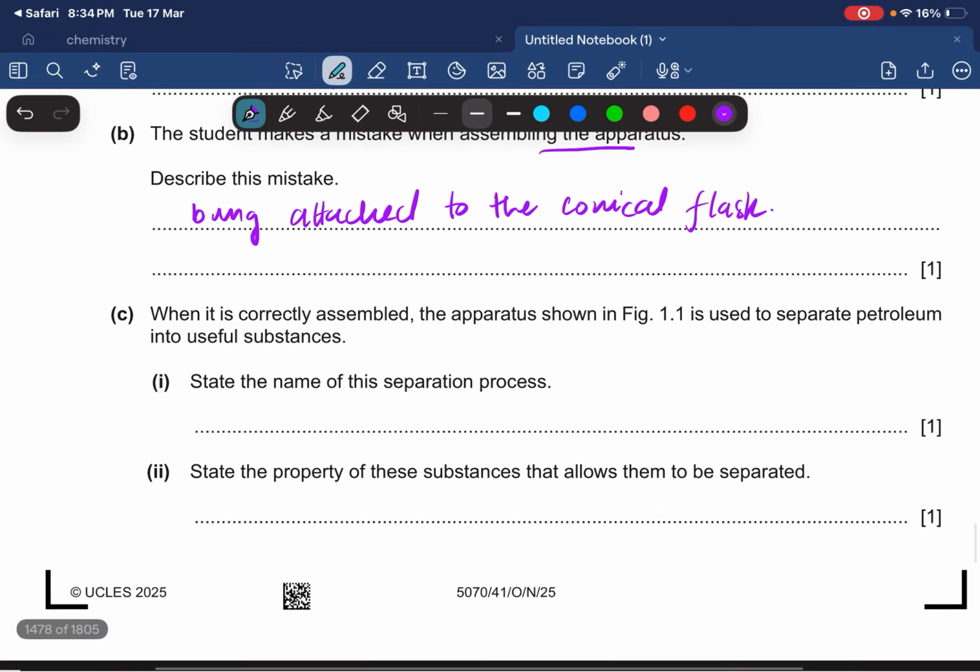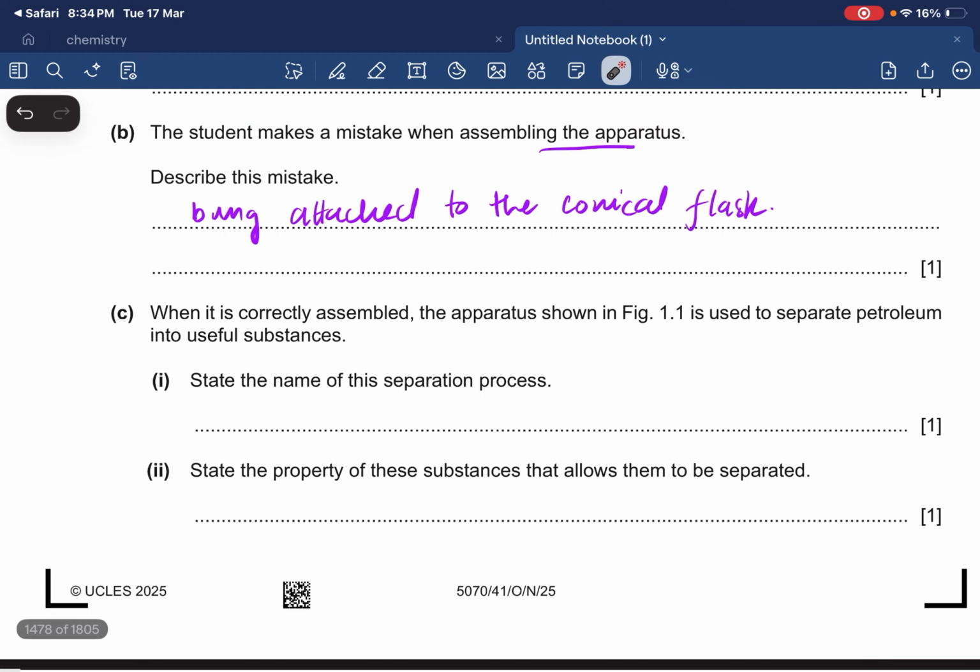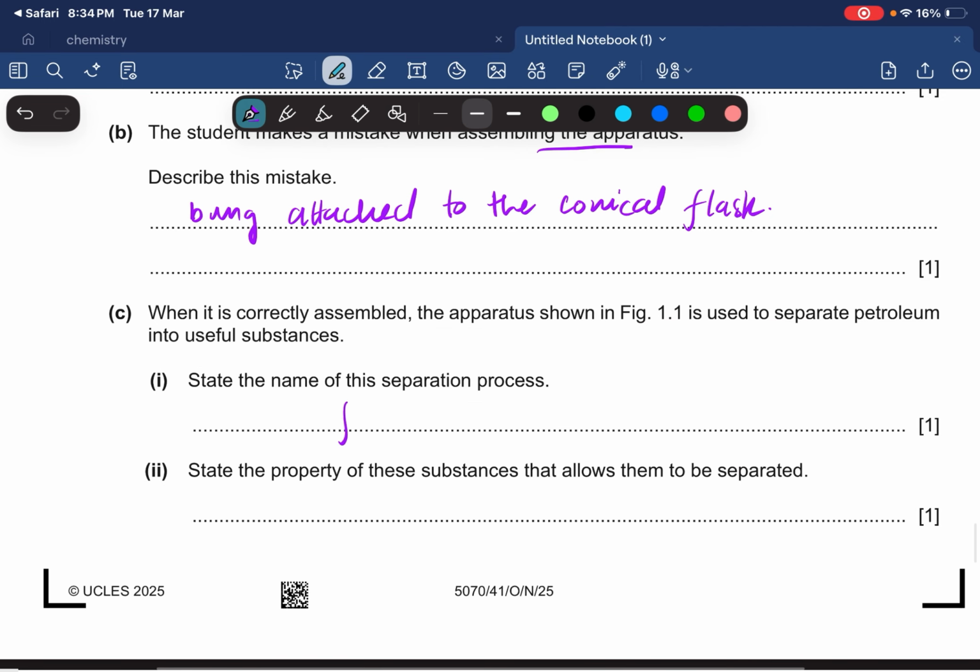When correctly assembled, the apparatus shown in figure 1.1 is used to separate petroleum into useful substances. Name the separating process. This is called fractional distillation because you have a fractionating column. And what is the basis of fractional distillation? It is that liquids are separated on the basis of their different boiling points.